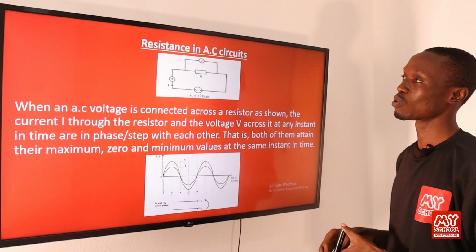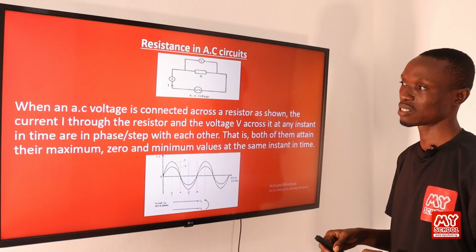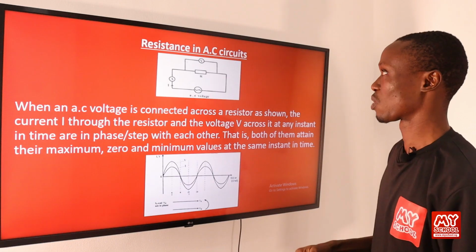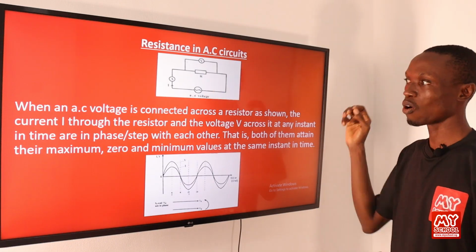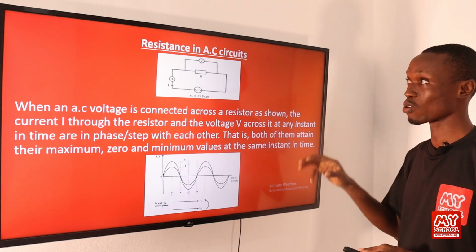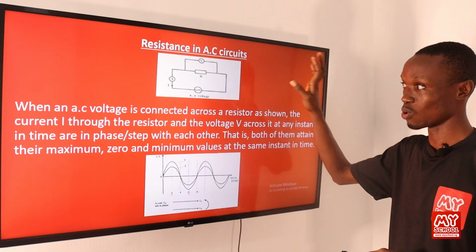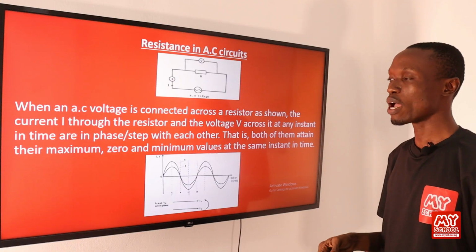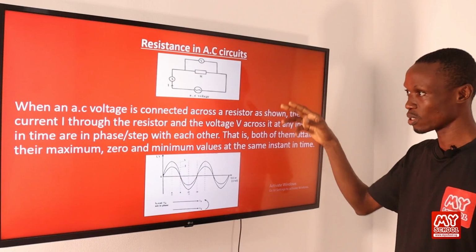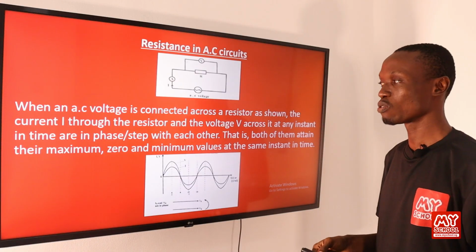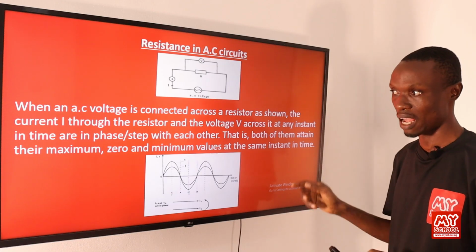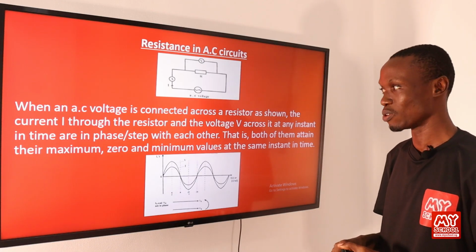So now we are going to discuss resistance in AC circuit. This part is very important and it's worth taking note of. This is the diagram of an AC voltage connected across a resistor. This is exactly what you are seeing on the screen. So when an AC voltage is connected across a resistor as shown, the current I through the resistor and the voltage V across it at any instant in time are in phase or in step with each other.